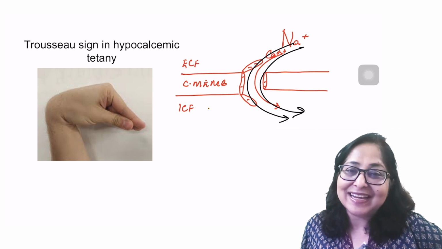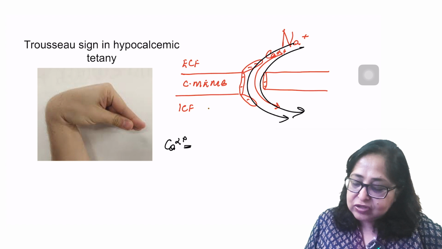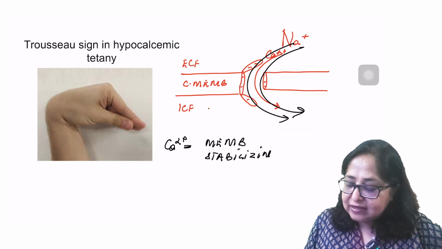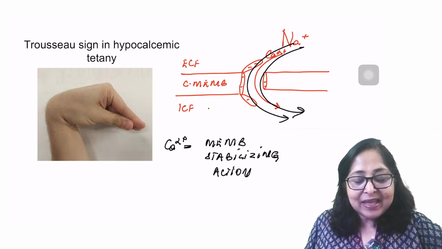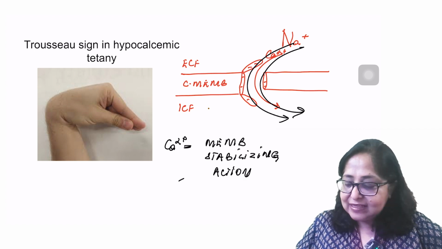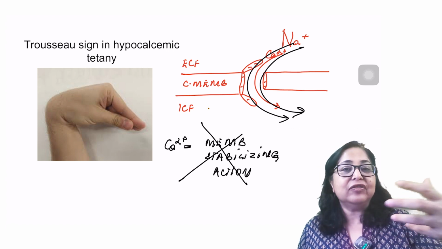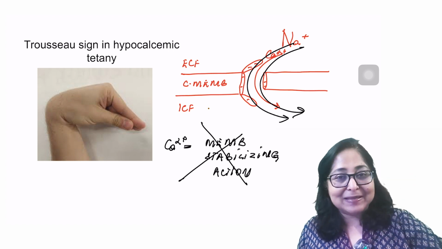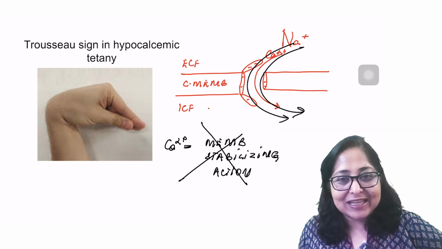neuronal and muscle excitability. We say that calcium has what is called a membrane stabilizing action. It regulates, controls the movement of sodium into the cell. So when there is a hypocalcemia and a loss of this membrane stabilizing action of calcium, it increases neuronal and muscle excitability. That is why carpopedal spasms, Trousseau sign or Chvostek sign positive.